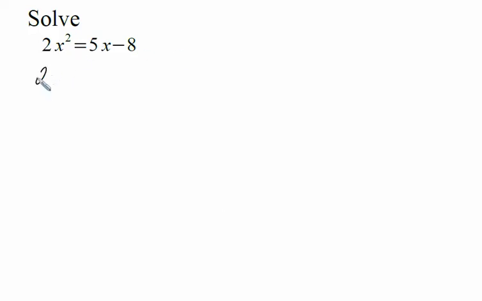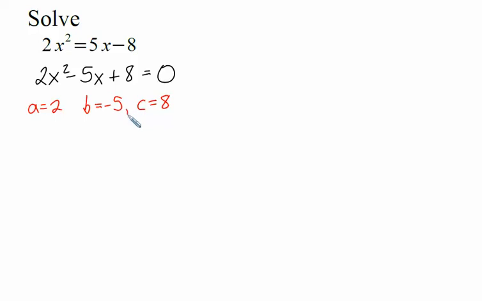Now remember, the first thing we have to do when solving by the quadratic formula is to get everything on one side and a zero on the other side of our equation. Once we do that, and the zero is important, a is the number attached to x squared, b is the entire number attached to x, and c is the constant. And then please remember our formula that x is equal to the opposite of b plus or minus the square root of b squared minus 4ac all divided by 2a.